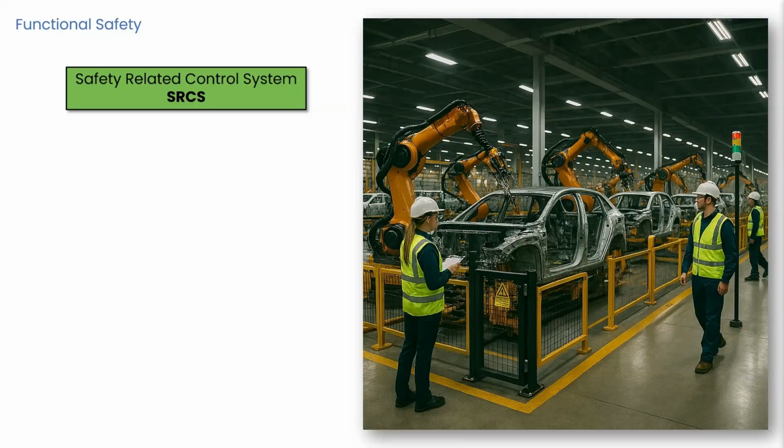When a hazard cannot be removed by design and physical safeguards like fences and fixed guards are not sufficient or practical, we must rely on the control system to reduce the risk. This SRCS is the combination of hardware and software that perform the safety function. The reliability of this system must be proportional to the level of risk it is mitigating.